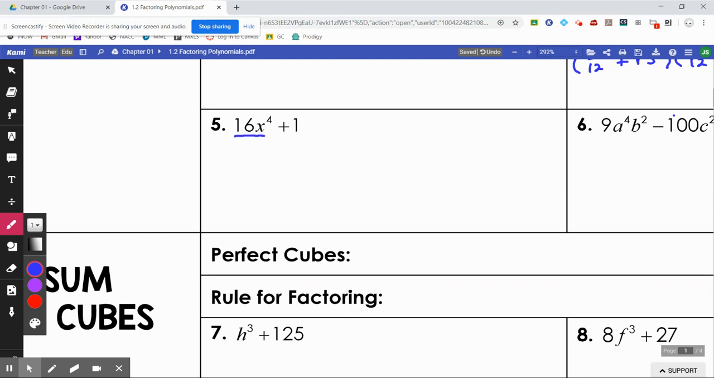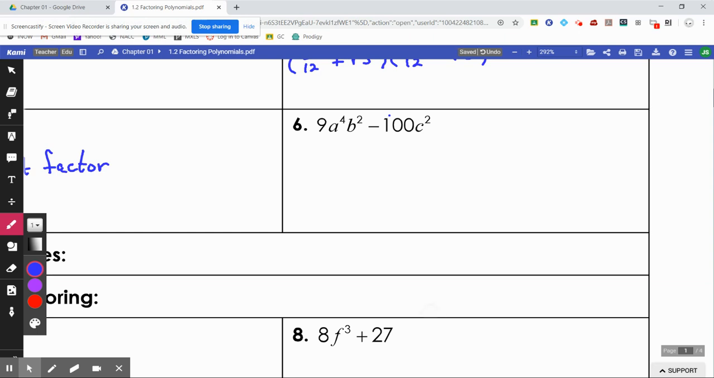4x squared times itself, 1 times itself, but this is not a difference. So therefore, you cannot factor it. You can only factor a difference of squares if it is a subtraction problem. It has to be minus between.